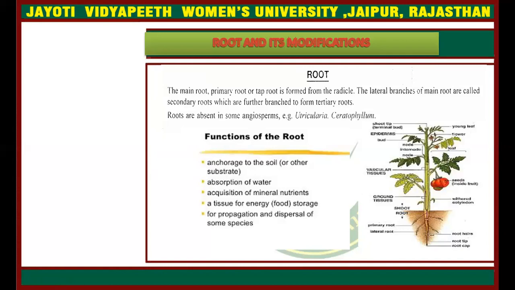Now, what is the function of root? It provides anchorage to the soil or substrate. It gives absorption of water for mineral nutrition. It is a tissue for food storage and in some plants for propagation and dispersal of some plant species. So here you can see this is the root part of the plant.